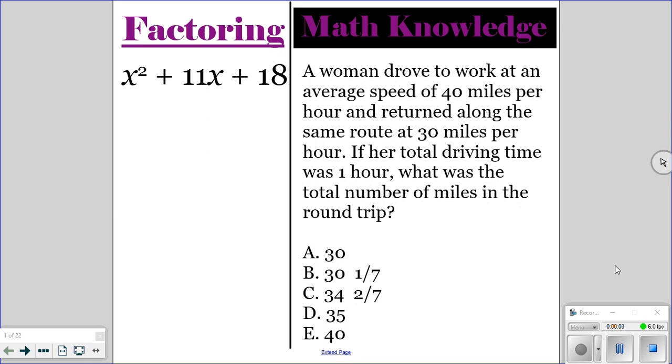Alright, so y'all go ahead and do the factoring and the math knowledge question for today. Pause the video, and then once everyone is finished, you can unpause the video and I'll go over the correct answers. So for the factoring, you should have (x + 2)(x + 9).